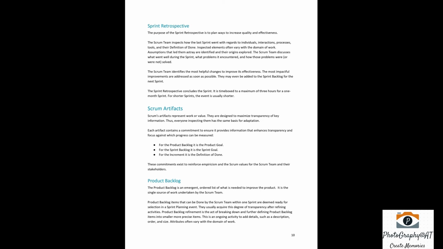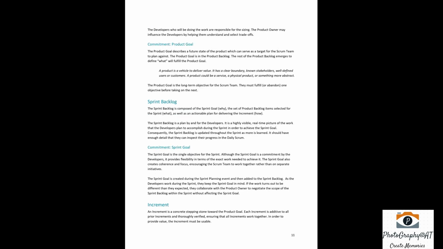Product backlog refinement is the act of breaking down and further defining product backlog items into smaller, more precise items. This is an ongoing activity to add details, such as a description, order, and size. Attributes often vary with the domain of work. 10. The developers who will be doing the work are responsible for the sizing. The product owner may influence the developers by helping them understand and select trade-offs.